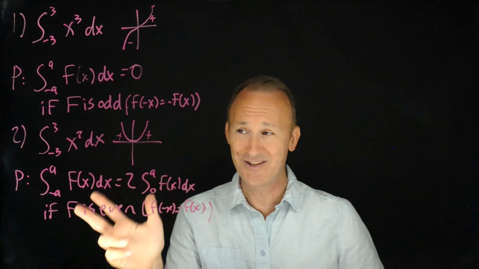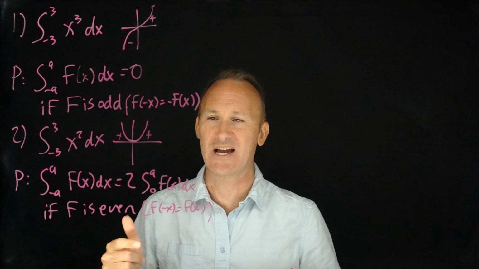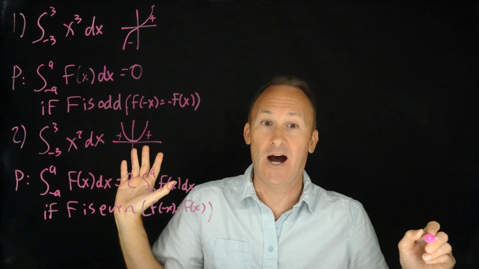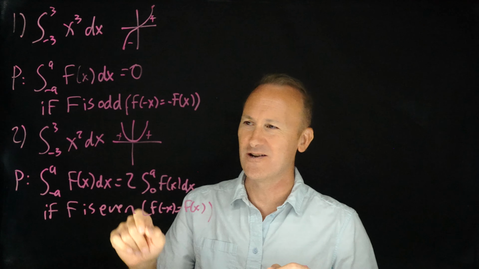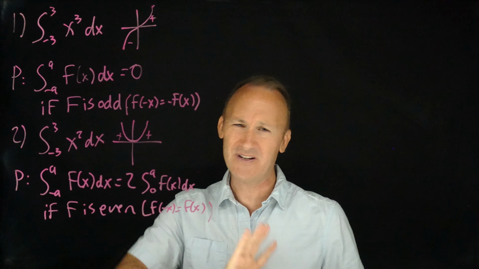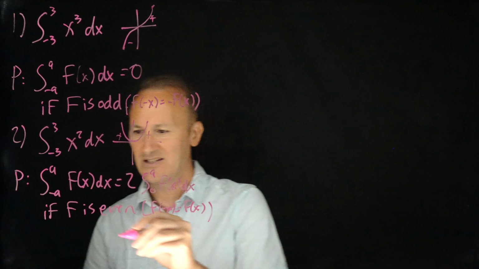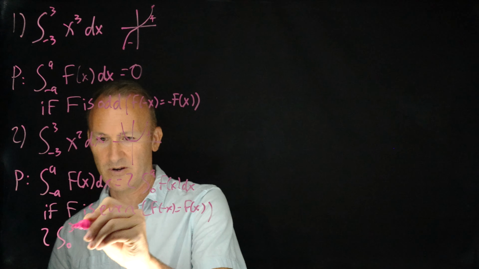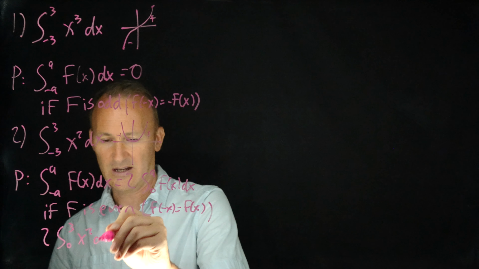I definitely use them. In this particular case, the odd one is a no-brainer. If you see that one, you're like, oh, 0, done. If you see this one, it's like, you know what? I don't want to put in the negative. It's just much easier to do it like this. So you do double 0 to 3, x squared dx.